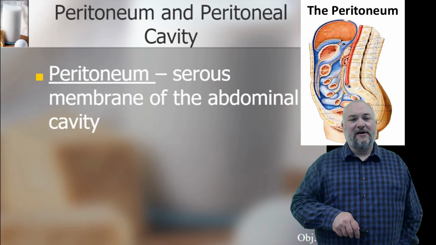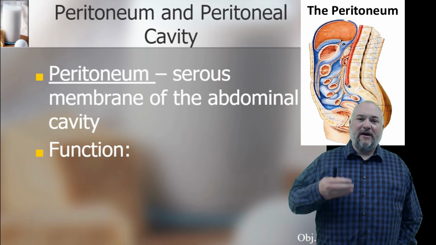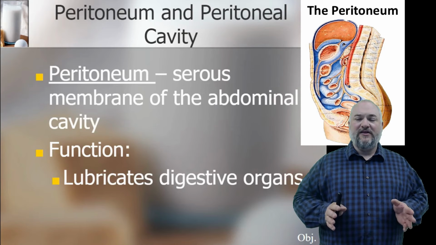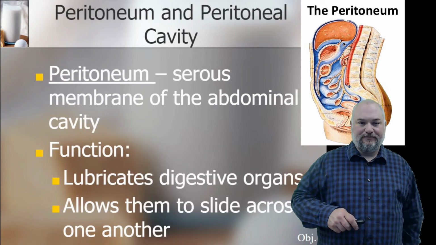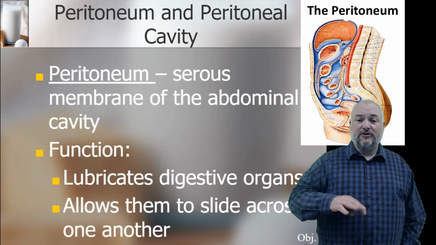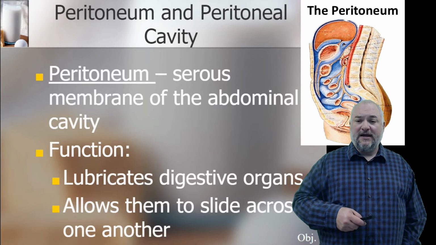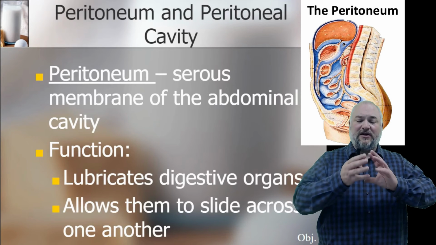All right, the peritoneum and the peritoneal cavity. The peritoneum is the serous membrane of the abdominal cavity. We talked about this way back when we talked about membranes in the histology unit. Its main function is to lubricate the digestive organs and hold them in place, and it allows them to slide past one another because they're moving.